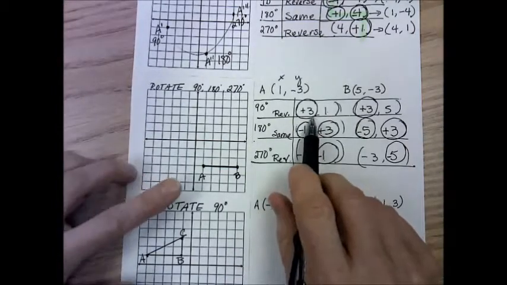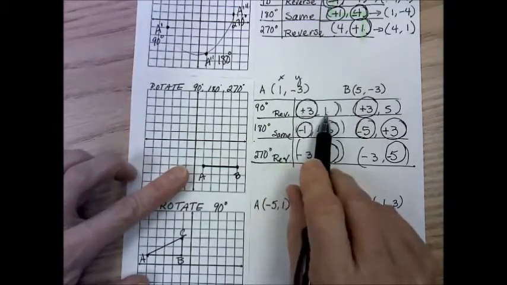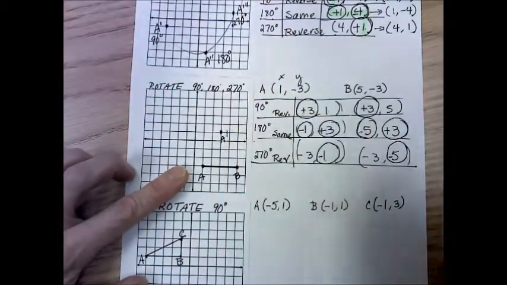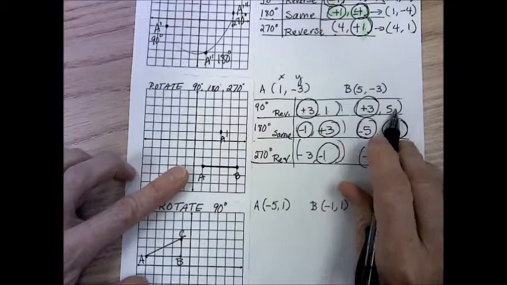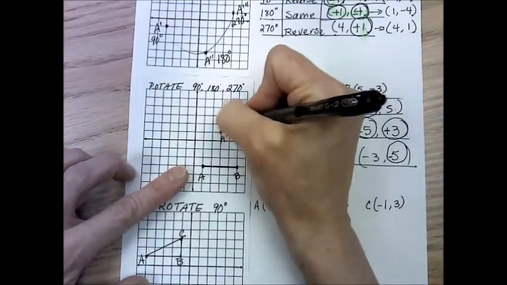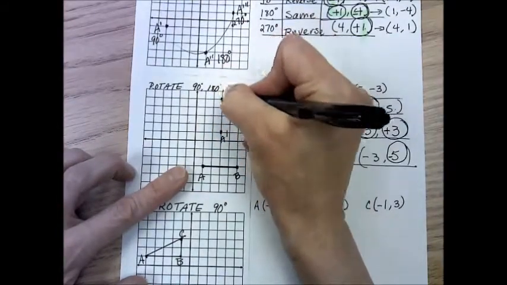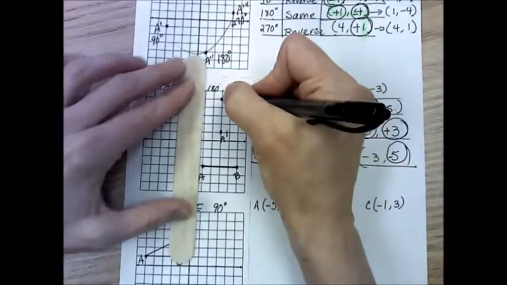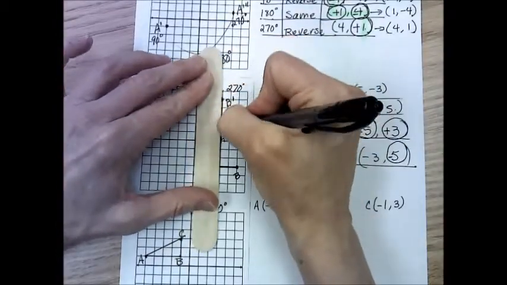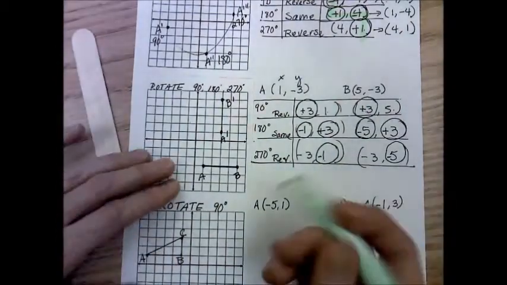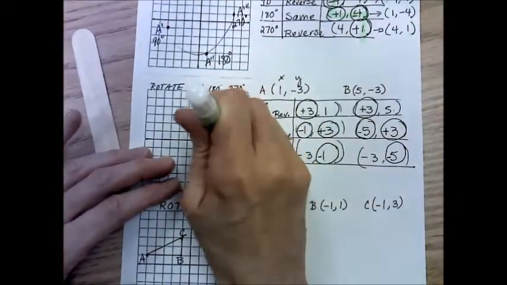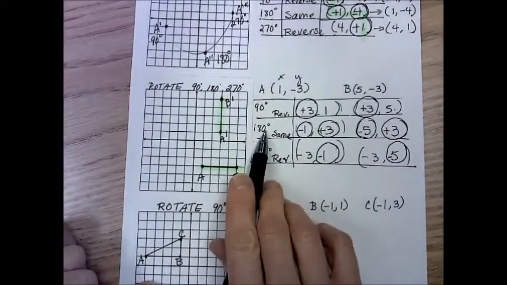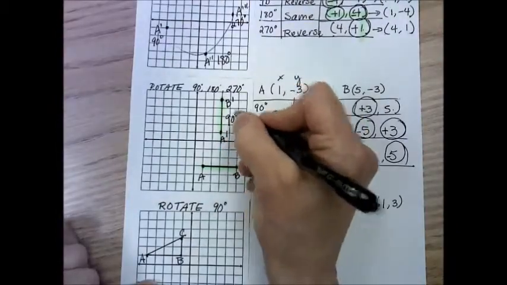So let's go ahead. I would have 3, +1, and that would be my A prime, and then B here is 3, 5. So 3, 1, 2, 3, 4. So that would be B prime there. So this line was rotated 90 degrees. All right, so here was our original. There's your 90-degree rotation.